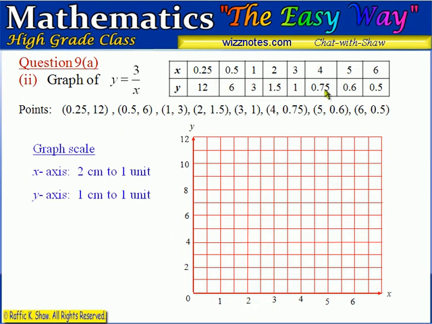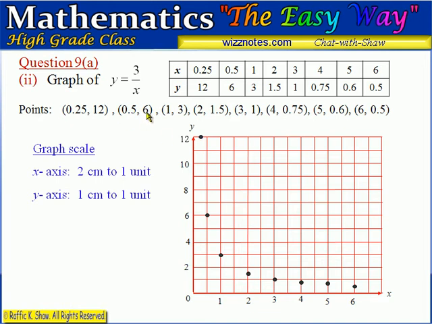And all we need to do now to plot these values from the table is plot these points. So for an x value of 0.25, the y value is 12, and so we are plotting the point 0.25, 12, and for an x value of 0.5, the y value is 6, so we're plotting the point 0.5, 6, and so on down to the point where x is 6 and y is 0.5. This point here is the first point. X is 0.25, y is 12. That's this point here, 0.25, 12.